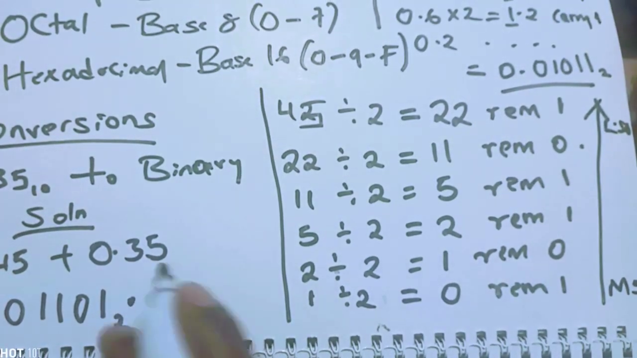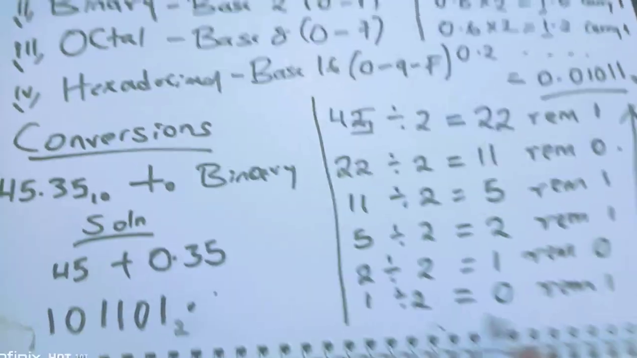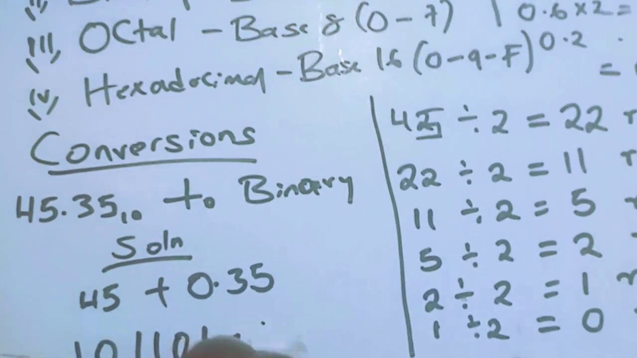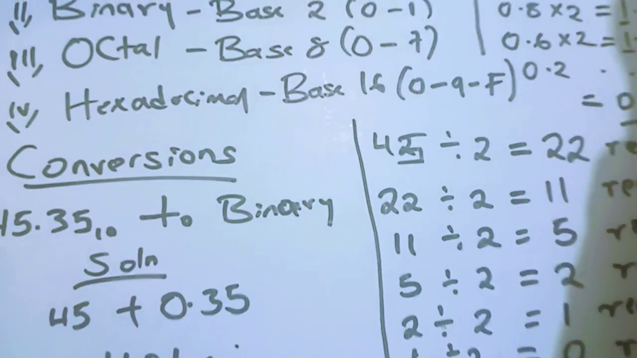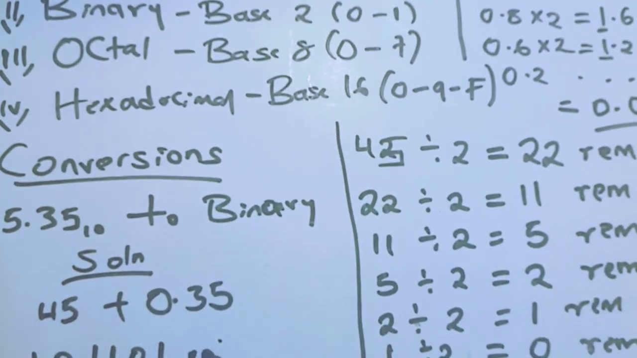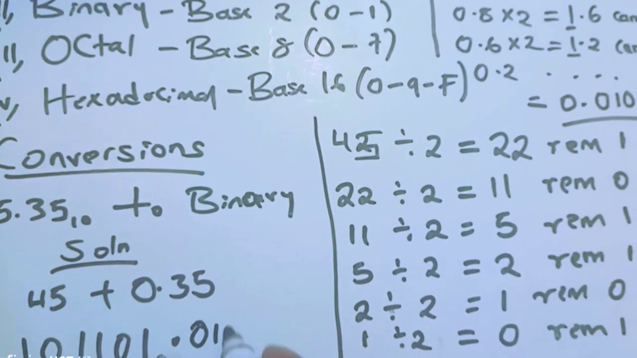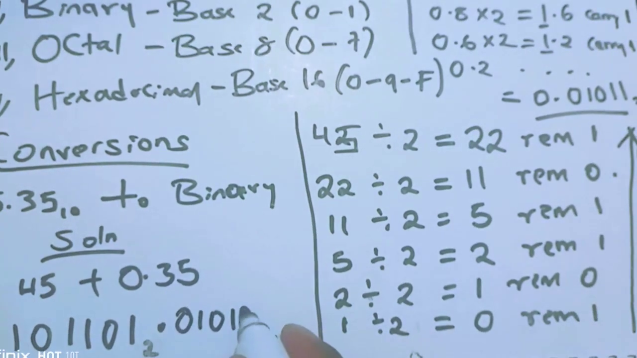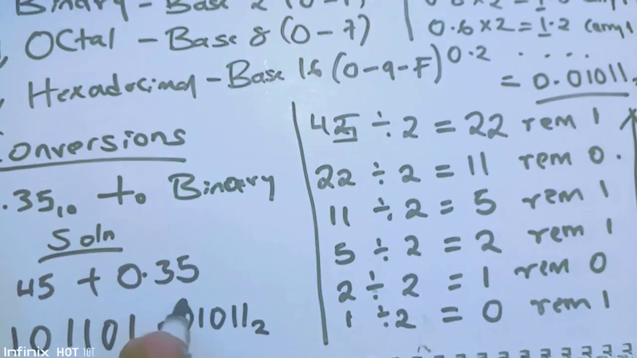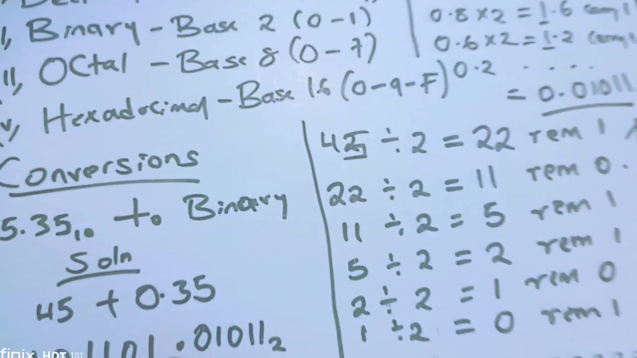There's no need of writing this base right now, so I'm going to erase it. Sorry about that. It seems that my ink has given it a permanent stay. So this will be with a point of 0, 1, 0, 1, 1 to base 2. This base here should be eliminated, and that is 45.35 in binary.